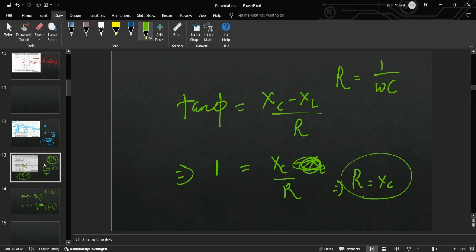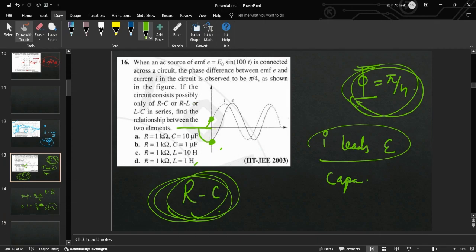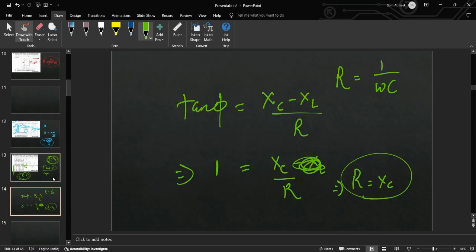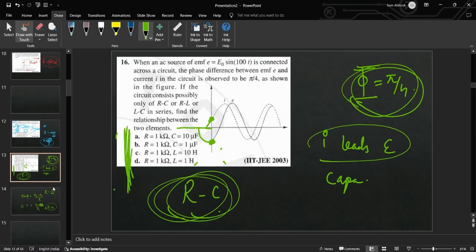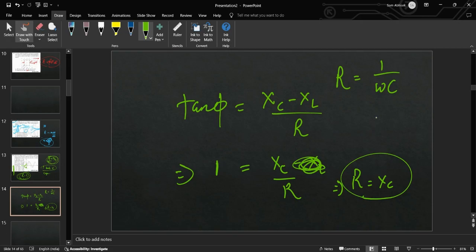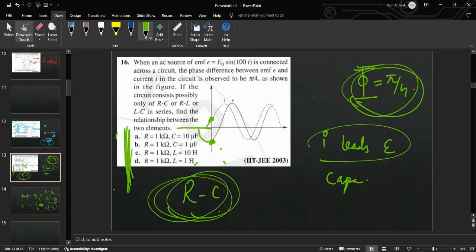So what is the question now? Find the relationship between two elements, R and C. We just have to find the relation, so put all the values. R is equal to 1 by omega C, and omega is how much? Sine omega t, omega is 100. So omega is 100. That means R into C must be 1 by 100. So just check which R into C is 1 by 100.